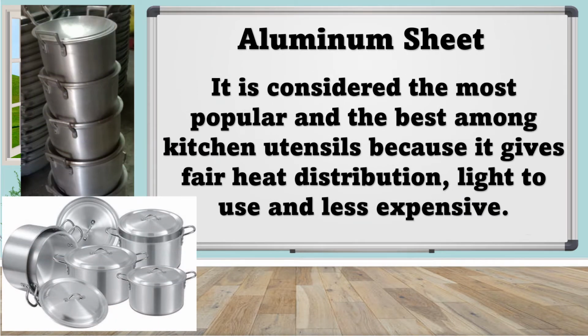Kitchen tools and equipment are made from different materials. Aluminum sheet varies in terms of sheet metal gauge. The lighter the gauge, the easier to dent and scratch. Though, as soft metal, it is considered the most popular and the best among kitchen utensils because it gives fair heat distribution, light to use, and less expensive.